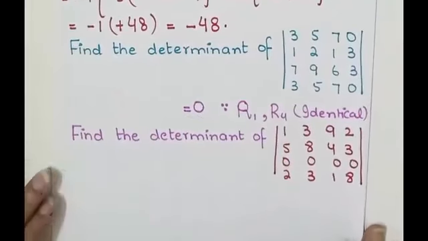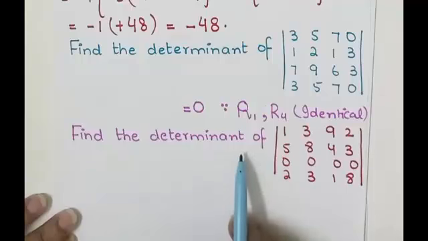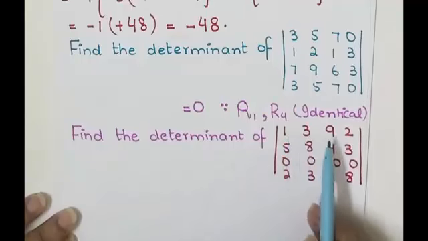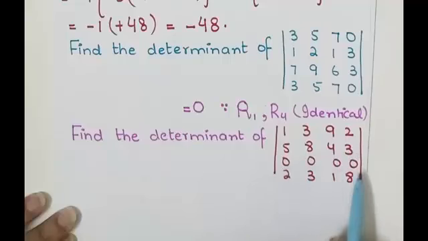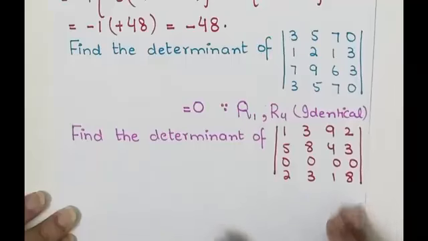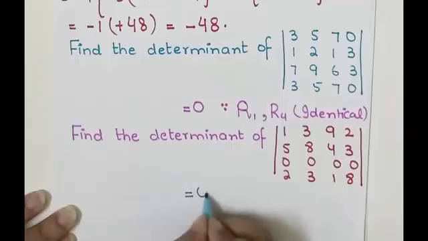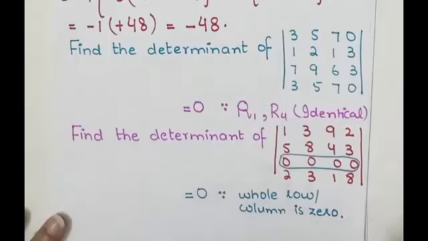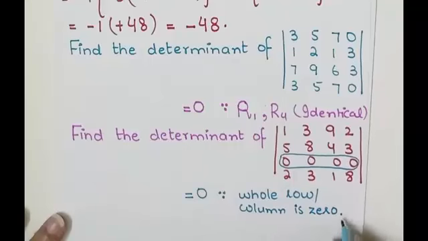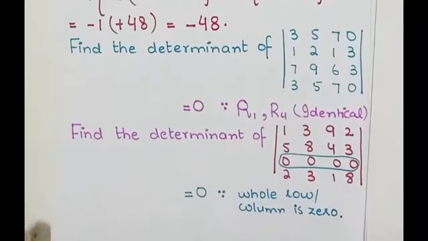Okay, so the last example we have is: find the determinant of 1, 3, 9, 2, 5, 8, 4, 3, 0 throughout the row, and 2, 3, 1, 8. The determinant of this 4 cross 4 matrix is again 0, because we have the property that if all the entries in any row or column are zeros, then the value of the determinant is equal to 0. So this is all about today's lecture.